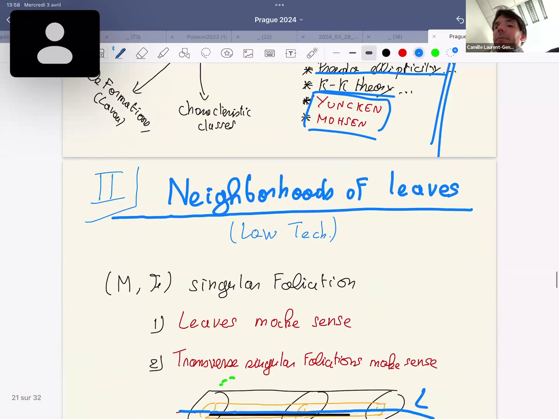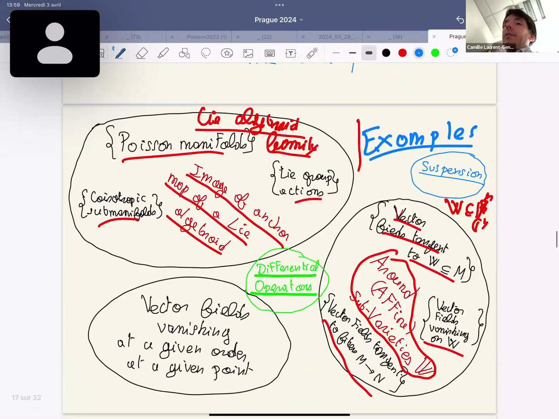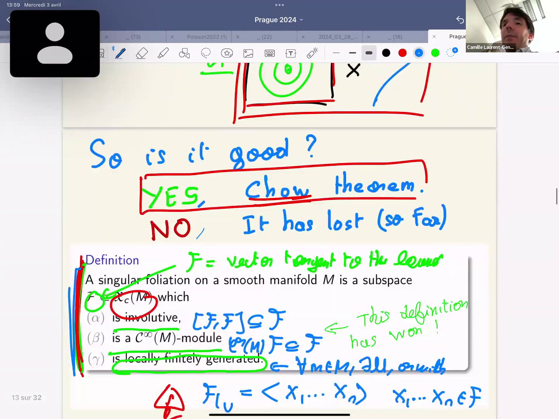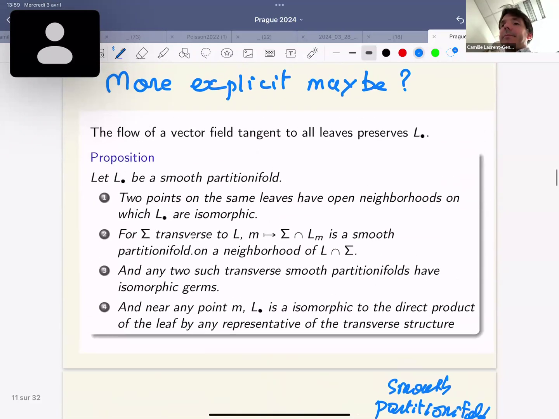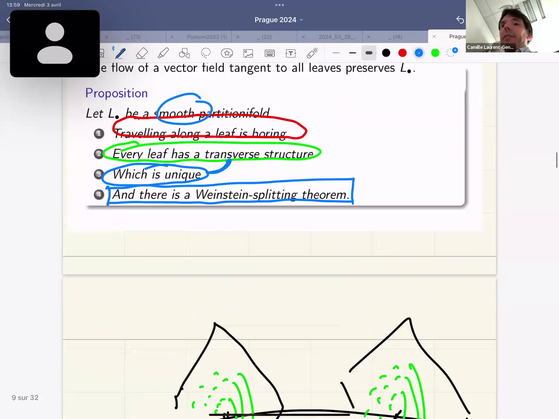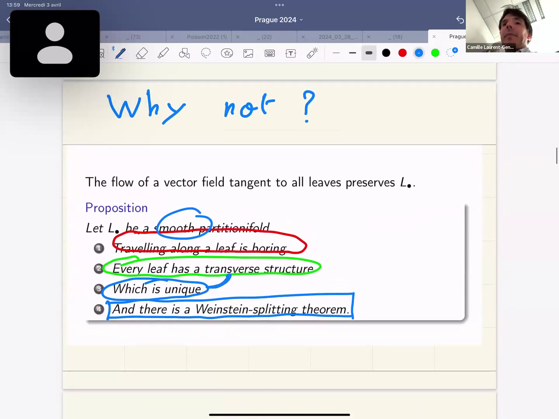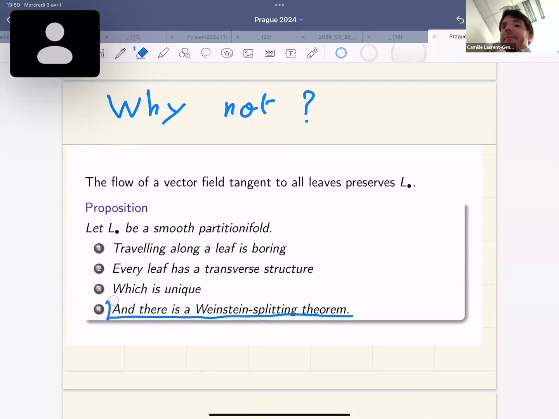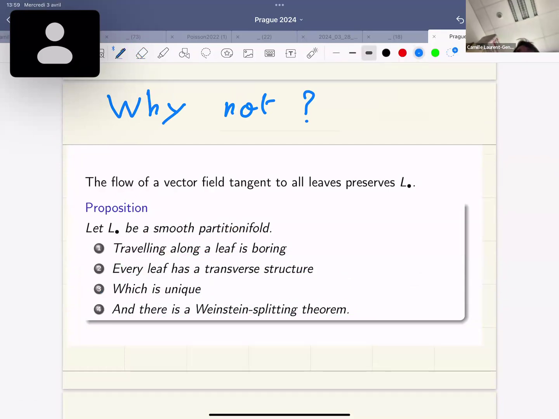Now, I want to come back to these theorems that I have presented, because what I want to say is that I can change this statement and it's still true, like this. Let M, F be now a singular foliation.